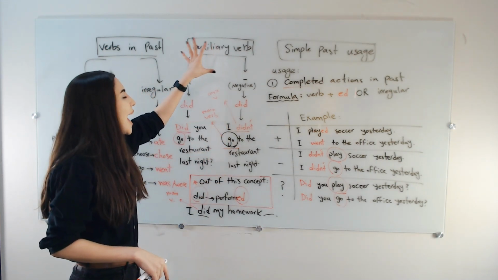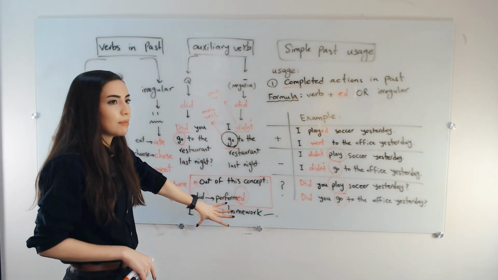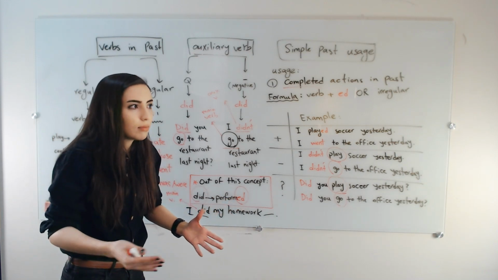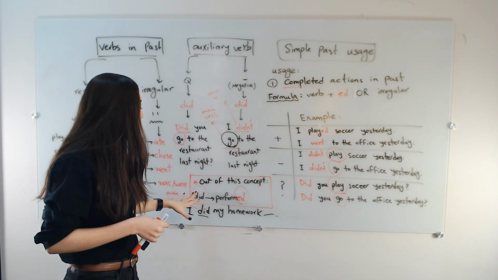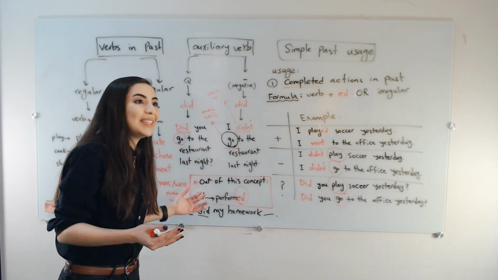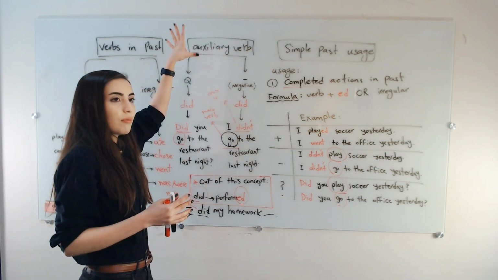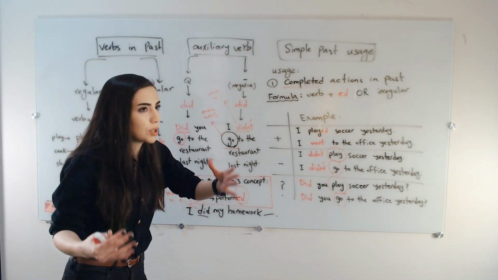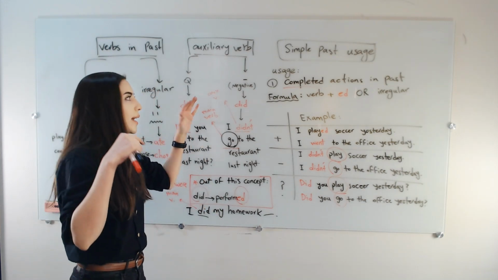So, did, outside of this concept, also has a meaning. It's actually a verb, like performing or doing something, but in the past. So did, outside of the concept of auxiliary verb, means performed. Did, to do something in the past.